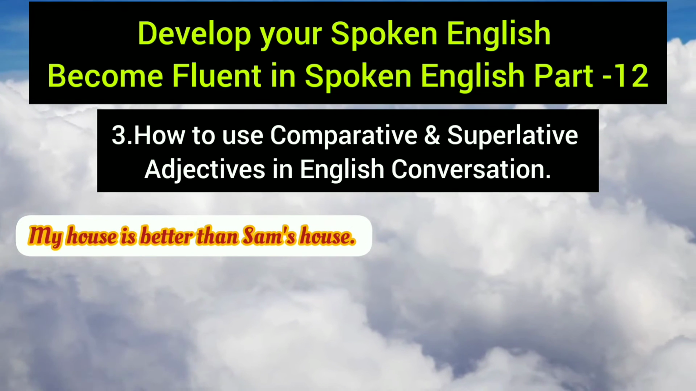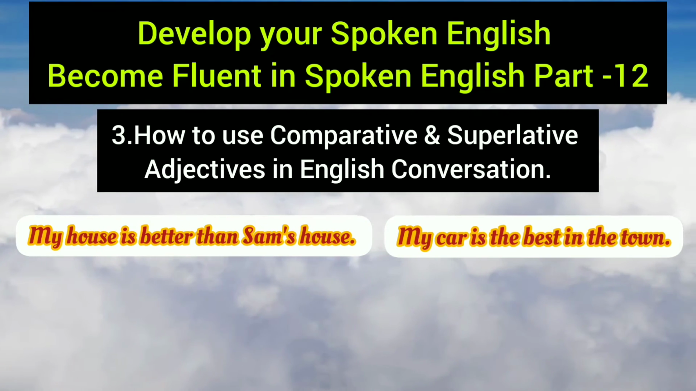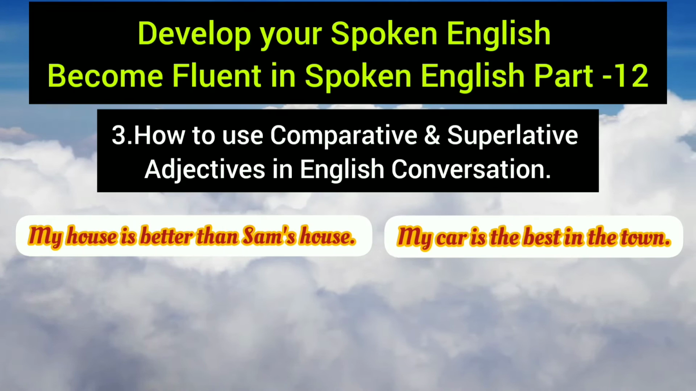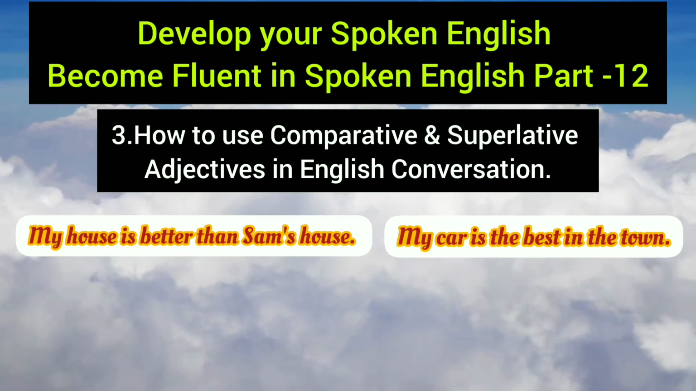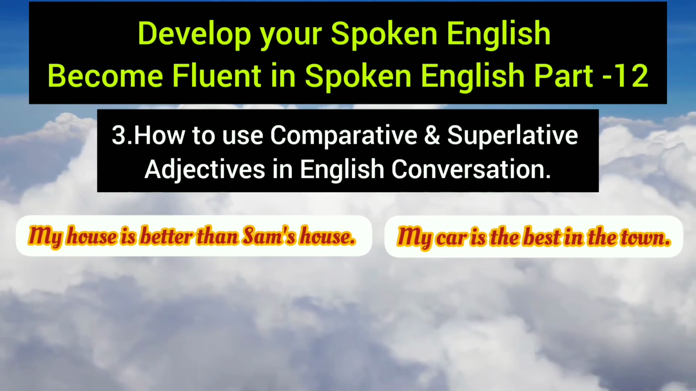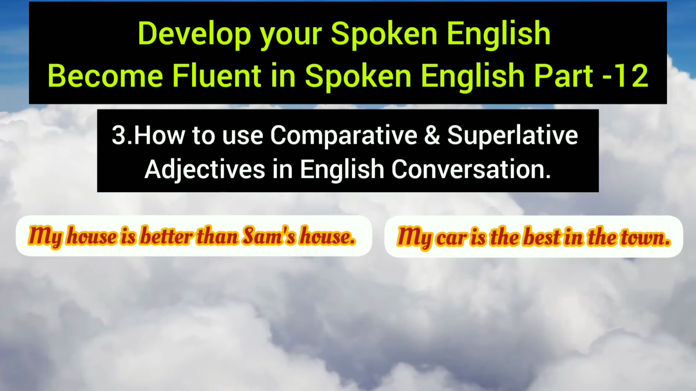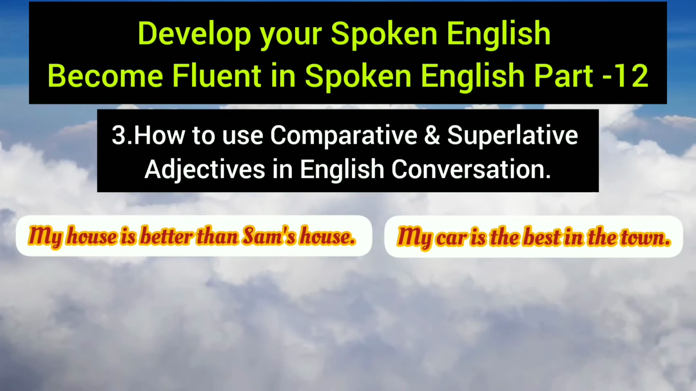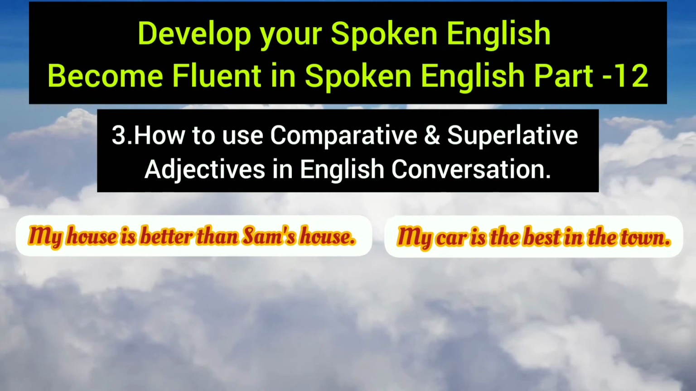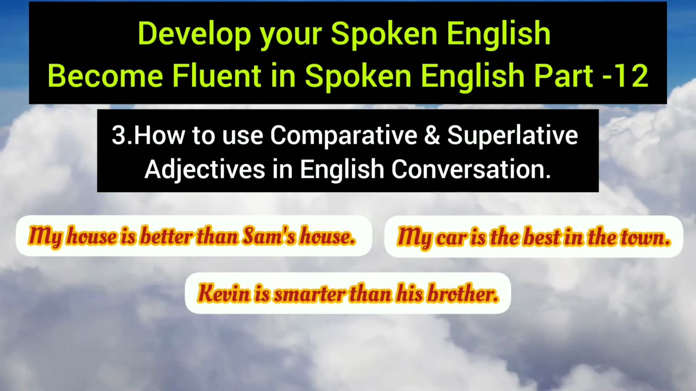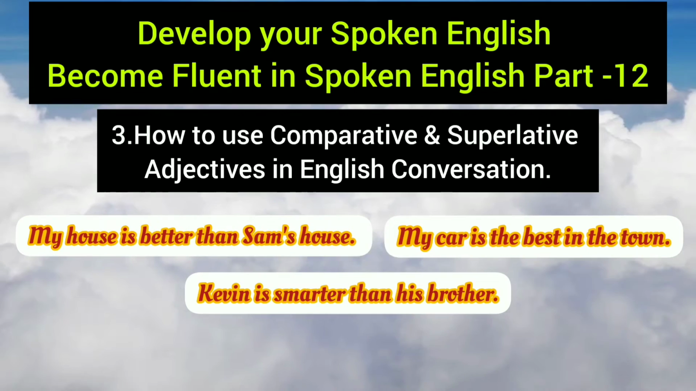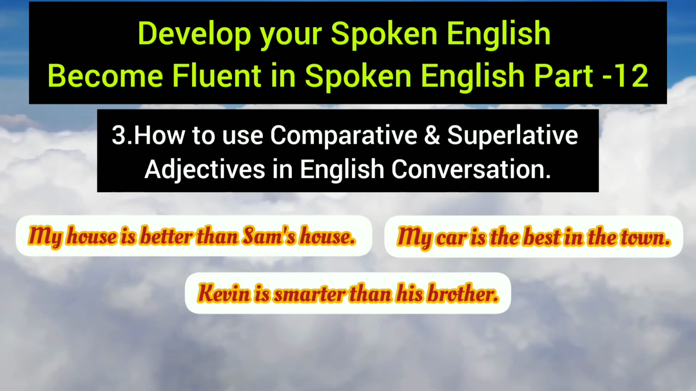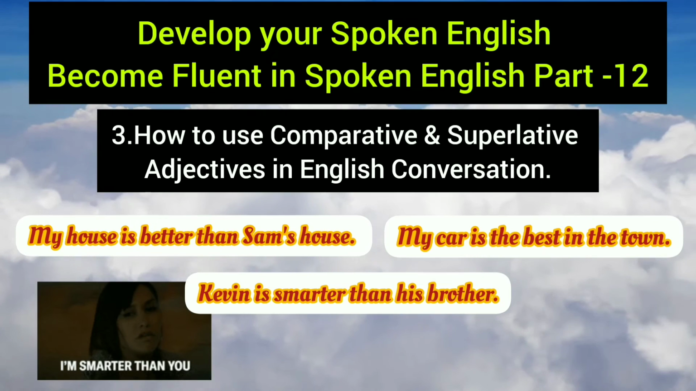Similarly, you see the next one, my car is the best in the town. So here I'm using superlative, because I'm talking about unique, one among all, right? My car is the best in the town, that means superlative form I have to use when I'm using best. So let's see some more examples. Kevin is smarter than his brother. So again, I'm comparing Kevin with his brother. I'm using comparative form of smart, which is smarter.